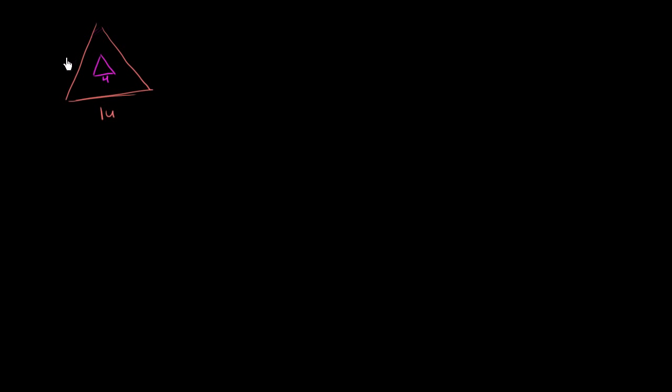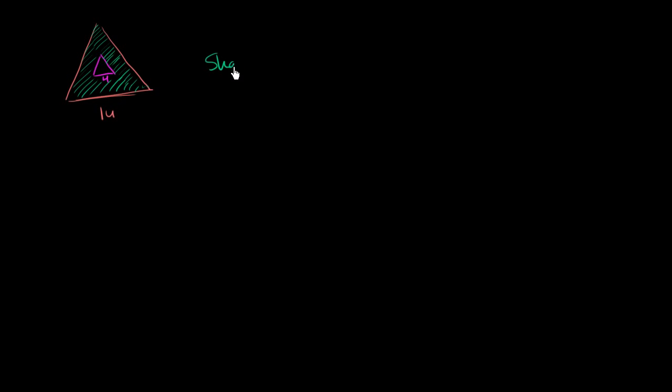Let me color this in a different color. It is the area of the region that I'm shading in right here. So it's the area inside the larger equilateral triangle, but outside of the smaller equilateral triangle. So let's think about how we would do this. I encourage you to pause this and try this on your own.